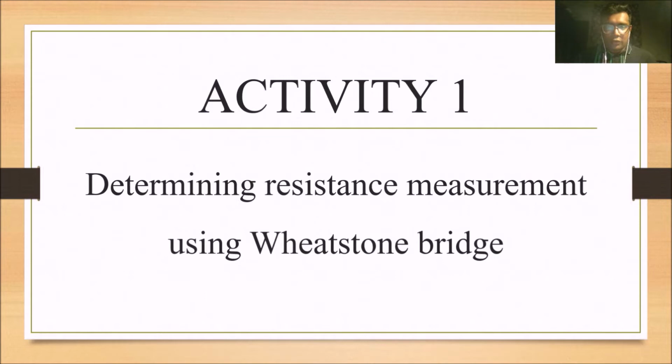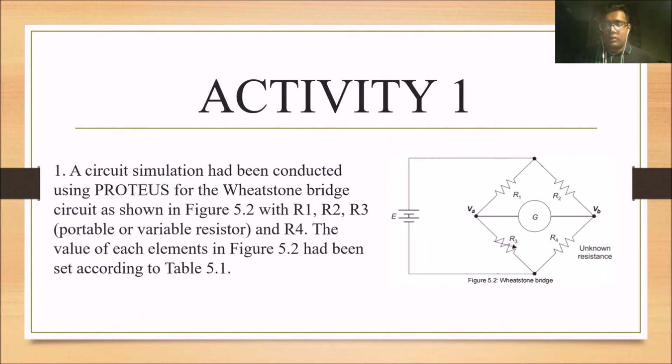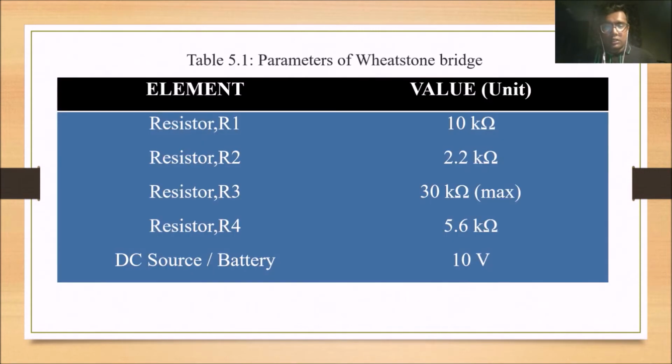CE190043. So for today I would like to explain about activity 1, which is determining resistance measurement using Wheatstone bridge. We have conducted a circuit simulation using Proteus for this Wheatstone bridge. The circuit is shown in figure 5.2 with R1, R2, R3, which is a variable resistor, and R4. R4 is an unknown resistance. These values have been set according to table 5.1 for this simulation.